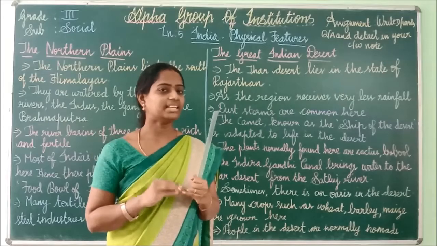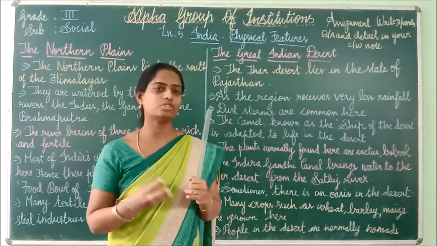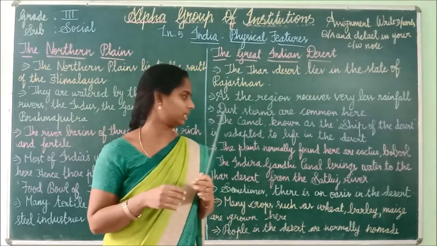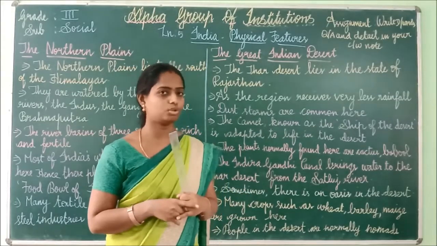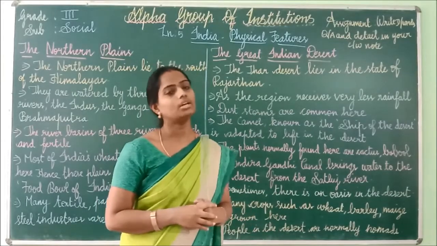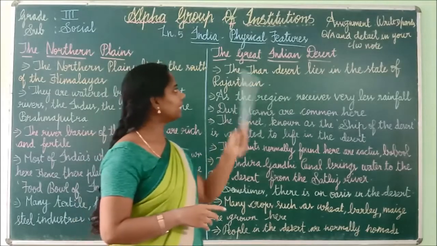Okay, children. And then sometimes there are oases found in this desert. In that region only date palms will grow here, and also some of the plants such as cactus and barley will grow here. And then many crops such as wheat, barley, maize are also grown here. We will call people in the desert normally nomads. Okay, children, this is all about the northern plains and the great Indian desert.